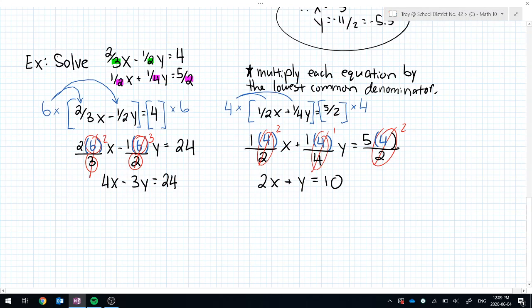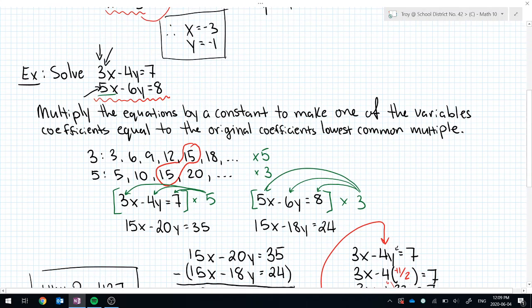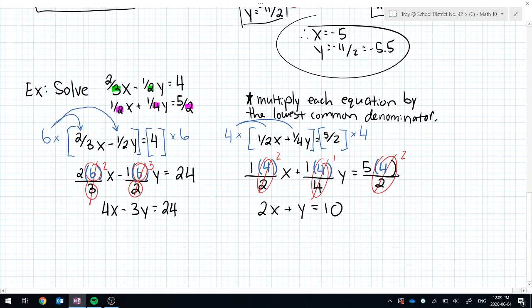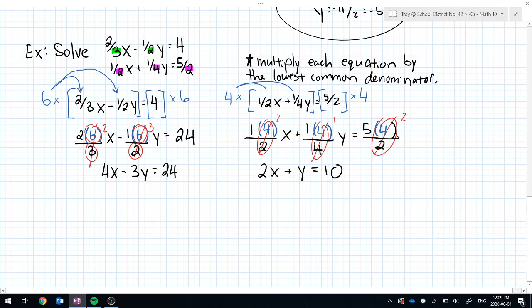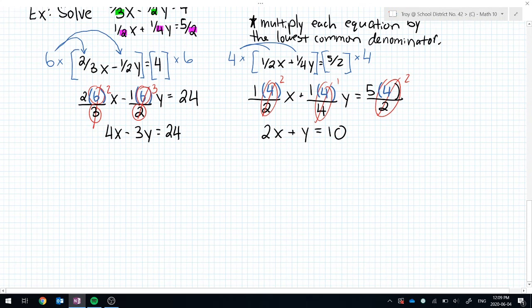So now we're kind of back to this previous example here, where we had only whole number coefficients, but none of them were equal, right? So we have a 4x and a 2x, so we can't straight up just eliminate those. And we have a negative 3y and a y, so we can't just straight up eliminate those. So we're going to have to multiply either one or both of these equations by some number in order for them to equal and be able to cancel out. It doesn't matter if you go to eliminate x or if you go to eliminate y. It doesn't really matter. Here, I'm just going to eliminate y.